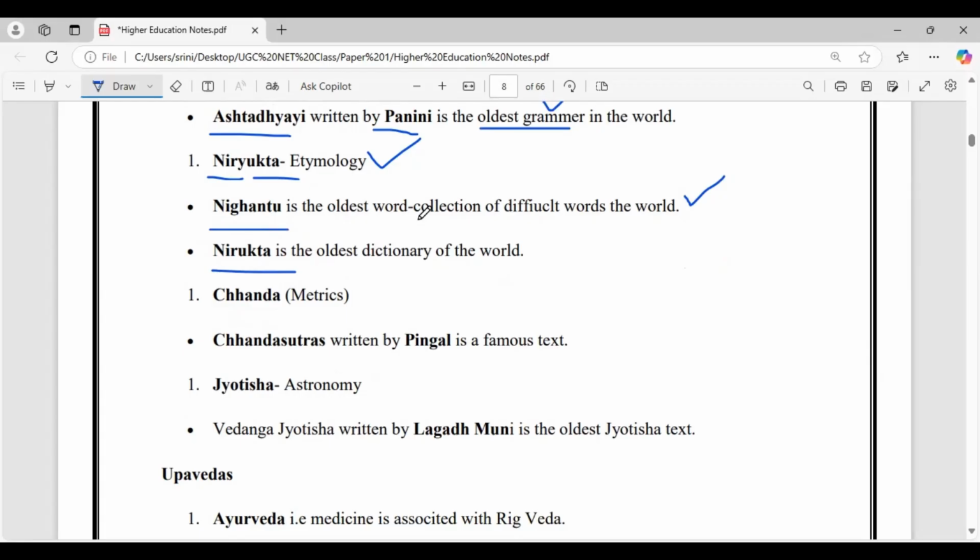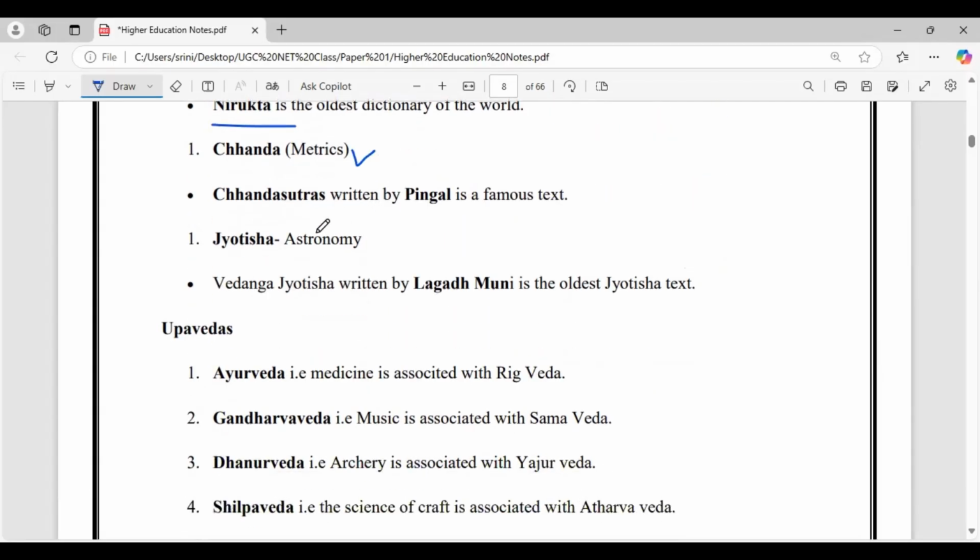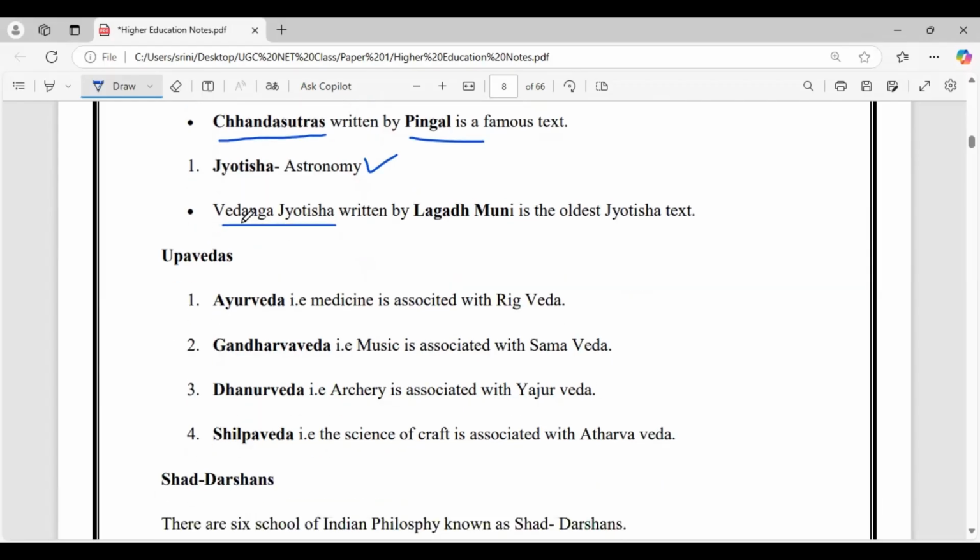And then Chandas, the Chandas Sutras written by Pingala, is a famous text. Then Jyotisha, astronomy. Vedanga Jyotisha, written by Lagadha Muni, is the oldest Jyotisha text.